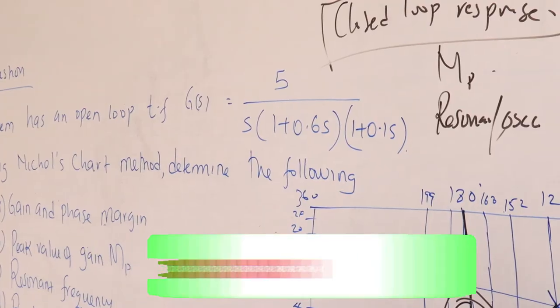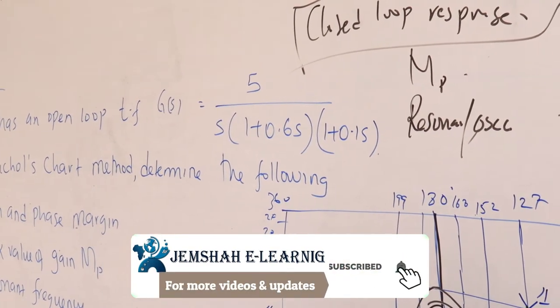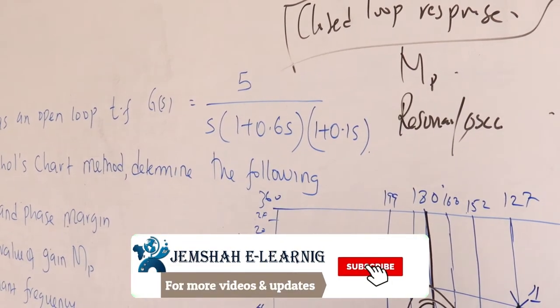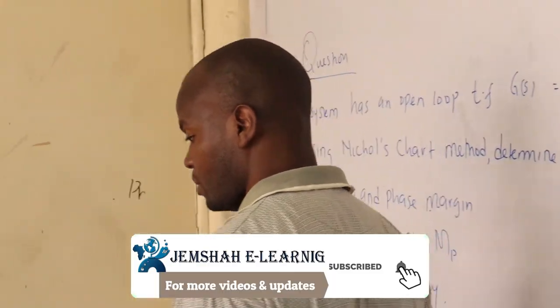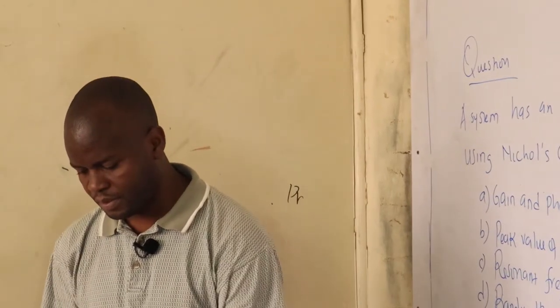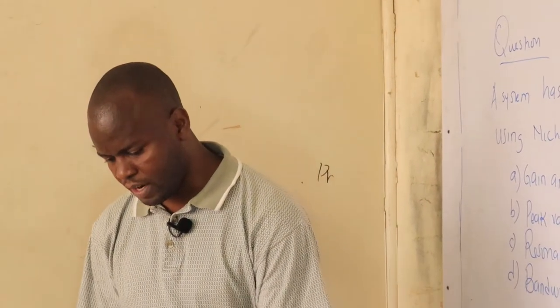Around 2.8. So what did you get to be the bandwidth? Yeah, and it is over. Yeah, so those are the values. I'm waiting for your values. Then we can look for another example so that you can practice.